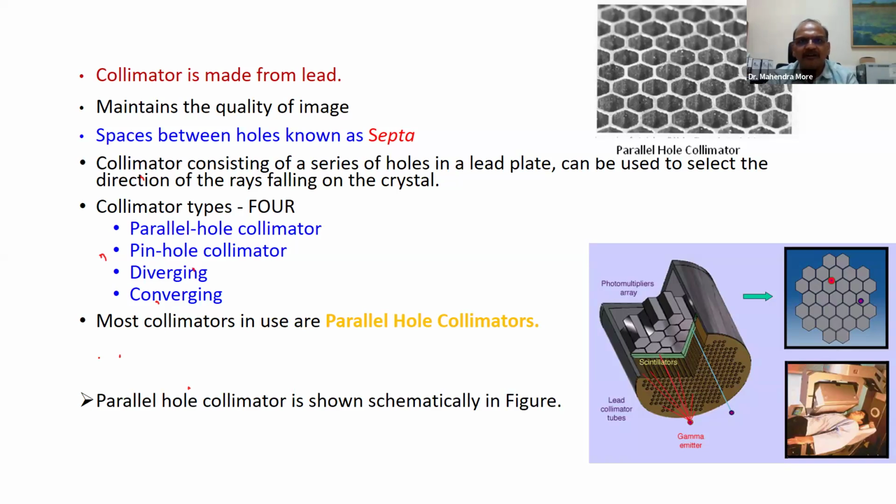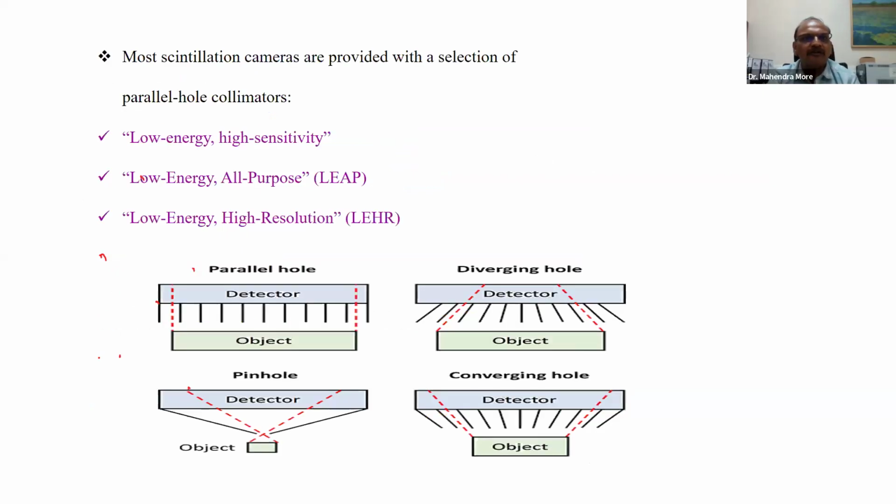Suppose I'm using technetium 99m, then I will use a low energy high resolution collimator. If I am using iodine for imaging, then I will use a high energy high resolution collimator or a high energy low resolution collimator. These collimators are a very important part of the gamma camera detector assembly. So this way, low energy high sensitivity, low energy all purpose, low energy high resolution, high energy all purpose, these are the different types of collimators being removed and attached to the gamma camera to get the proper image.